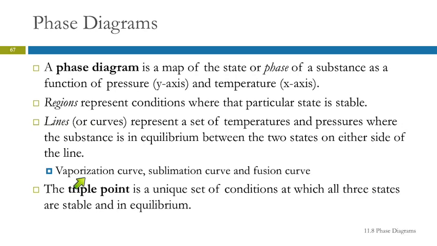So we have a vaporization curve showing where the gas and the liquid are in equilibrium, a sublimation curve where the solid and the gas are going back and forth, and a fusion curve where melting and freezing occurs. For many substances, those three curves meet in a single point, and that's called the triple point. That's a unique set of conditions in which you can have all three states in equilibrium with each other. You can have a liquid, a solid, and a gas of the same substance all at the same time. That's another kind of trippy thing.